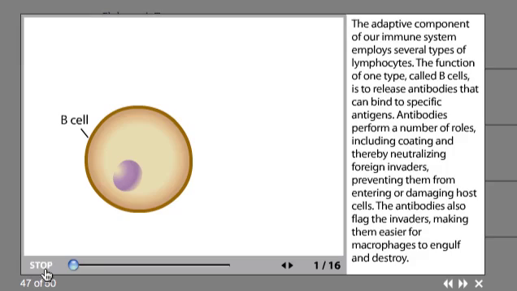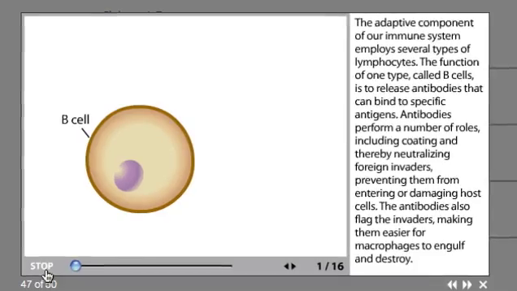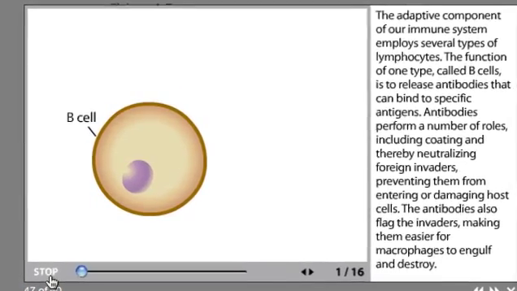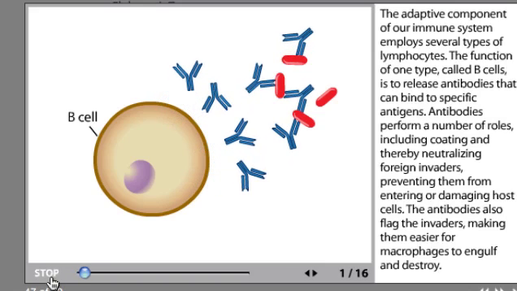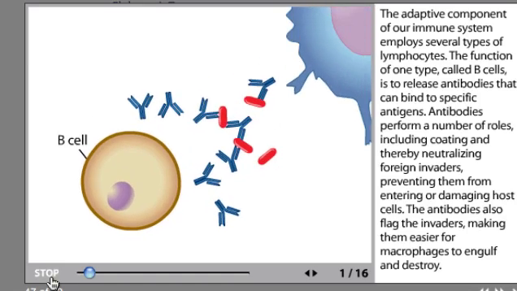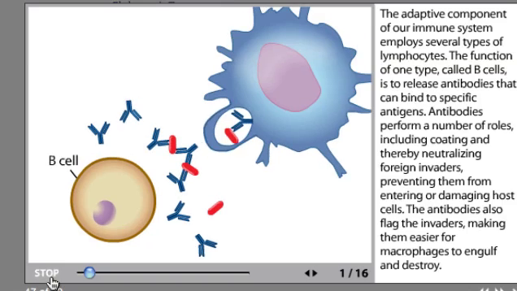The adaptive component of our immune system employs several types of lymphocytes. The function of one type, called B cells, is to release antibodies that can bind to specific antigens. Antibodies perform a number of roles, including coating and thereby neutralizing foreign invaders, preventing them from entering or damaging host cells. The antibodies also flag the invaders, making them easier for macrophages to engulf and destroy.